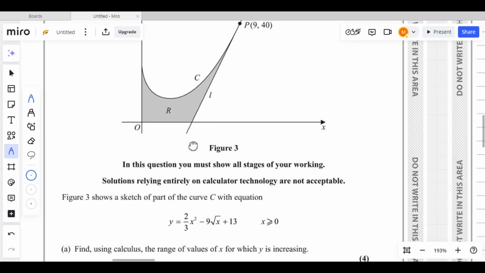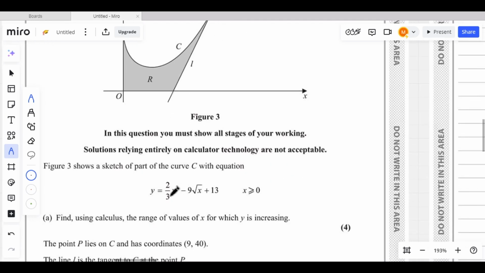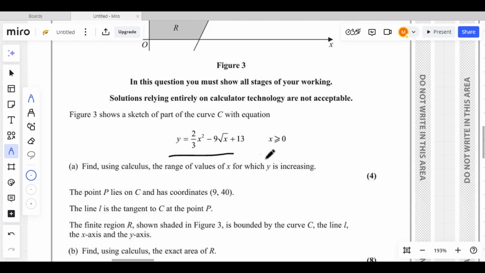In part A, at first you can see there is a figure of the curve C and line L, and a region R bounded by curve C, line L, and the x-axis. Okay, fine. So the equation of the curve is given there. The first question: find using calculus the range of values of x for which y is increasing.